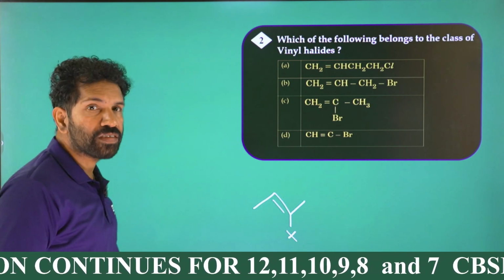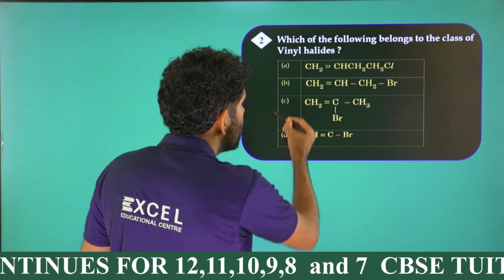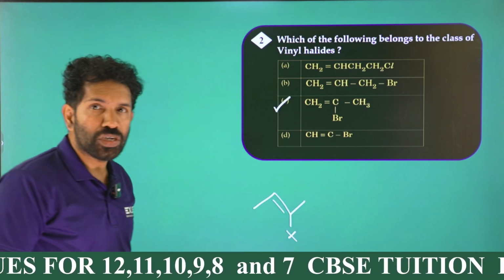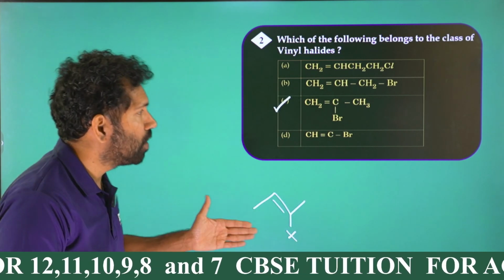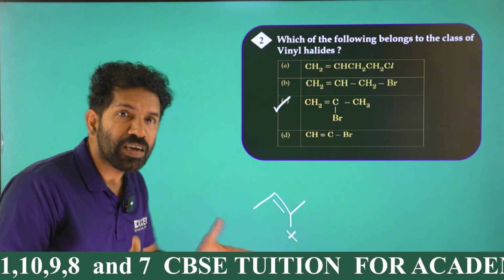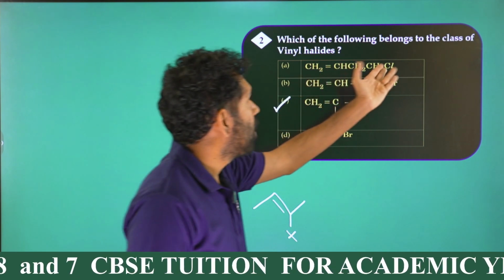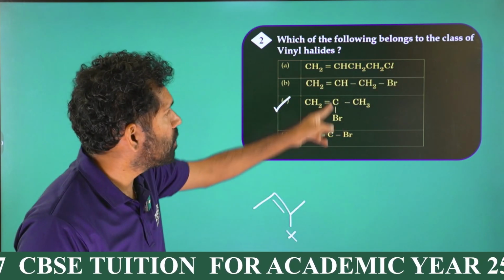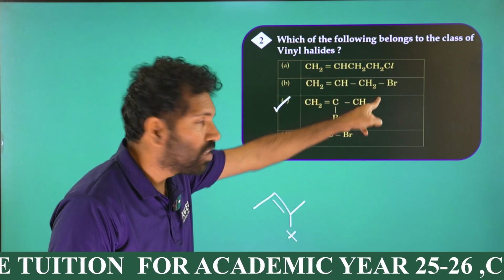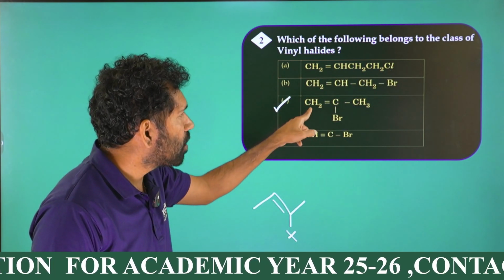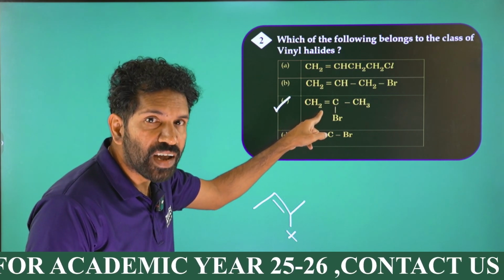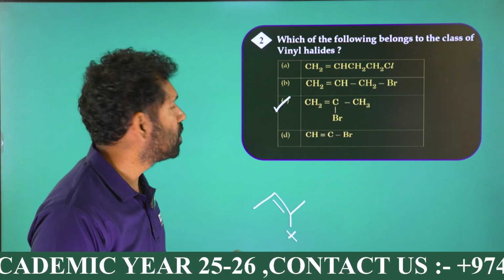Tell me which is the answer? Yes, halogen directly connected to the double bond is option C. So option C is coming under vinylic halide. This is alkyl halide. This is allylic halide. You can say this is coming under vinylic halide. Okay, so option C is the answer.